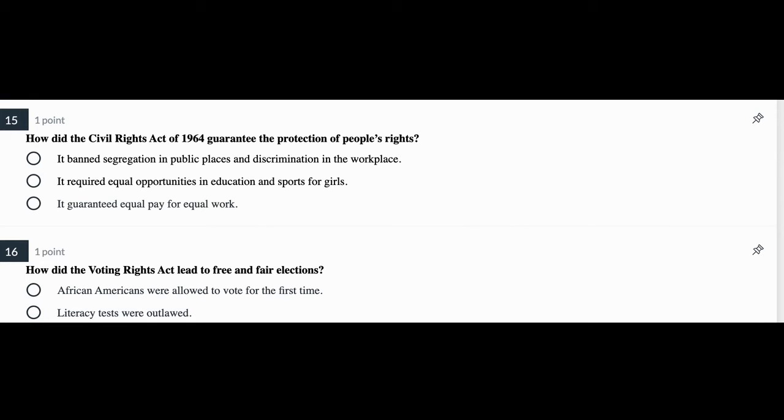How did the Civil Rights Act of 1964 guarantee the protection of people's rights? It banned segregation in public places and discrimination in the workplace. It required equal opportunities in education and sports for girls. It guaranteed equal pay for equal work.